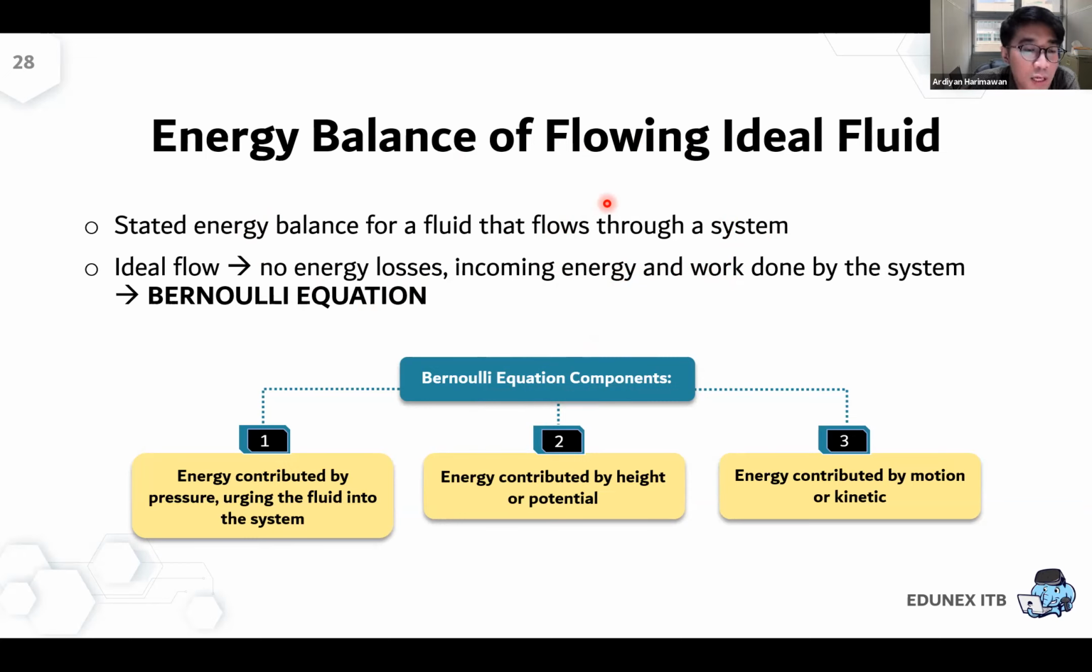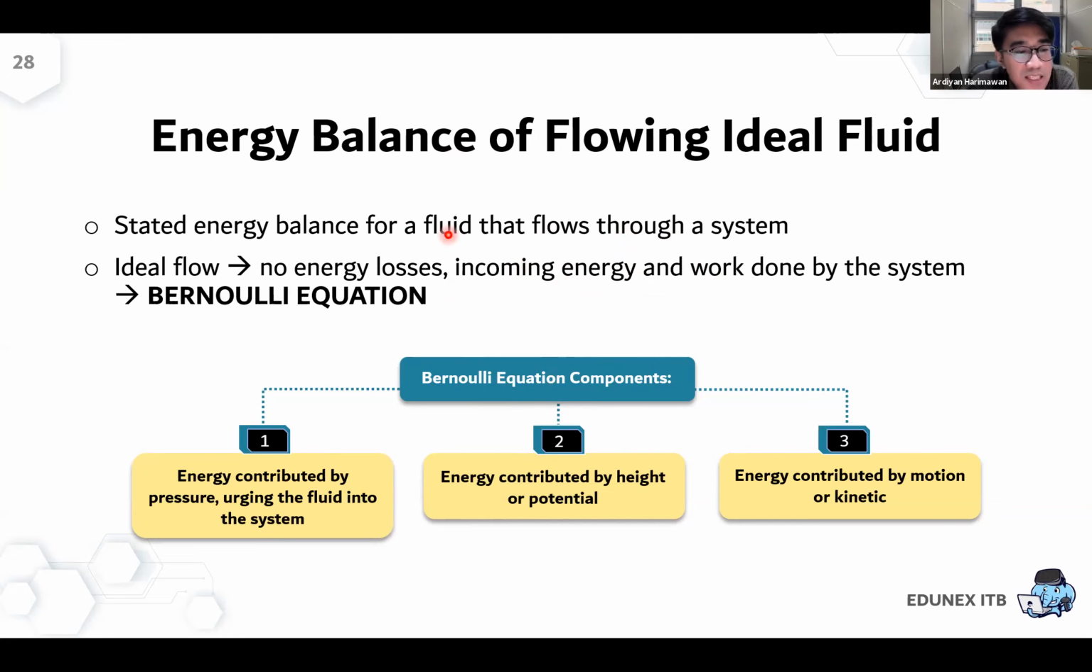So at steady state, you will have constant mass flow rate. If the fluid has constant density, then you will have constant volumetric flow rate along the pipeline. So at any point, the mass flow rate will be constant, and if the density is also constant, then the volumetric flow rate is constant. And in the Bernoulli equation, those steady state assumptions still need to be applied.